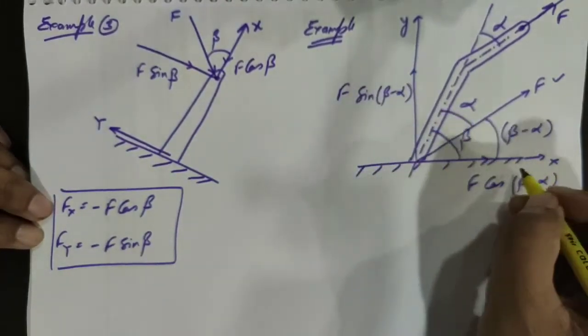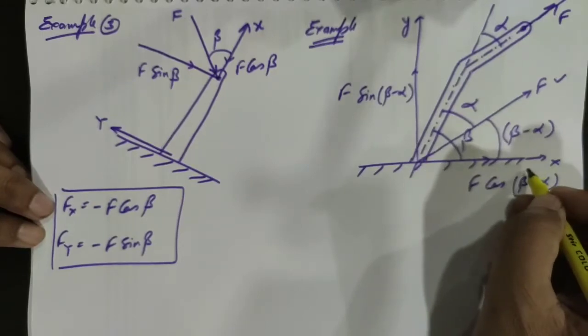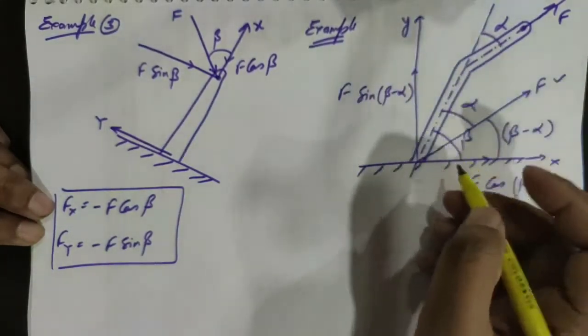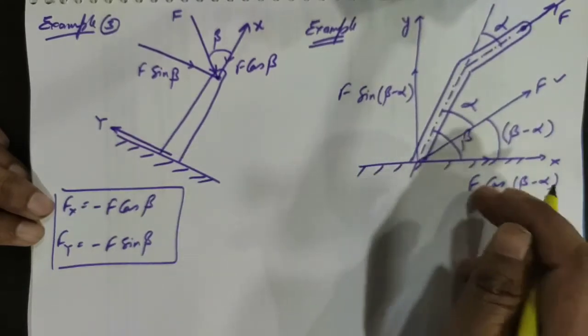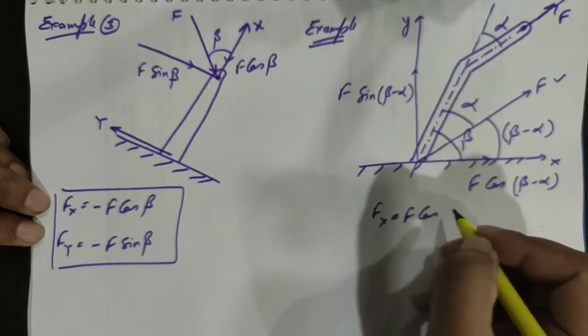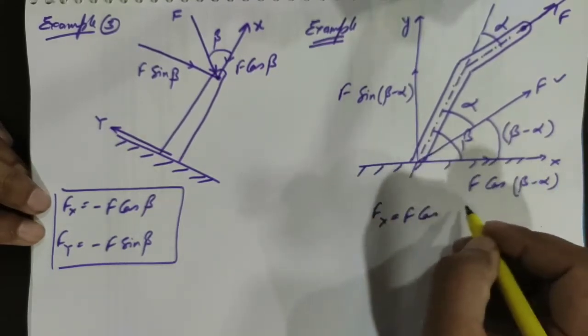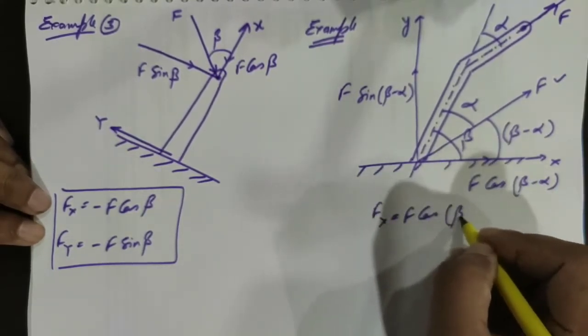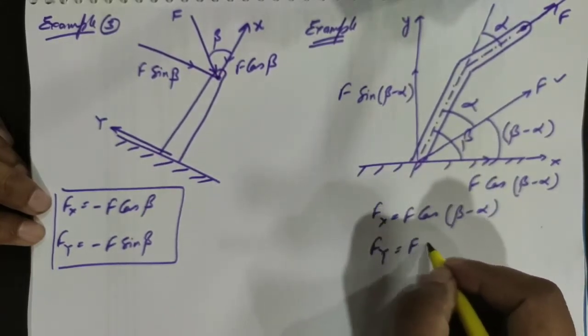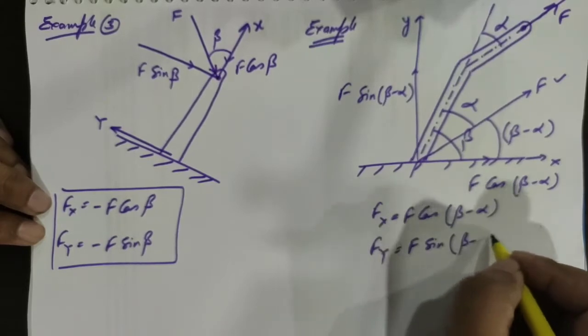So the direction of the x component and the direction of the y component of that force are both the same in both axes. So Fx is equal to F cos beta minus alpha, and Fy is F sine beta minus alpha, both values being positive.